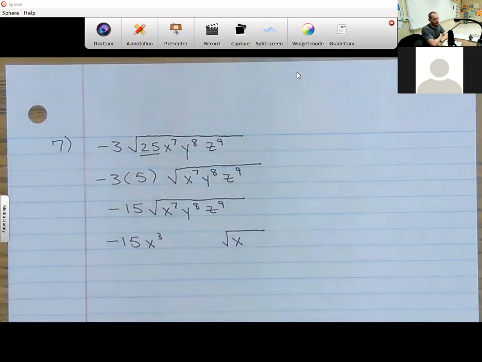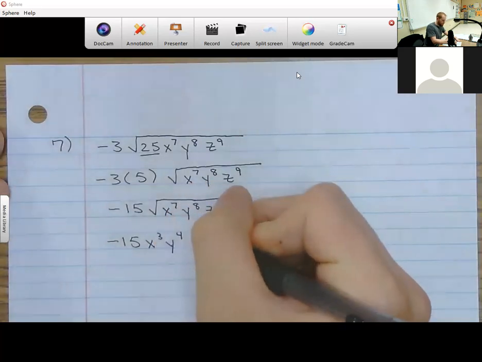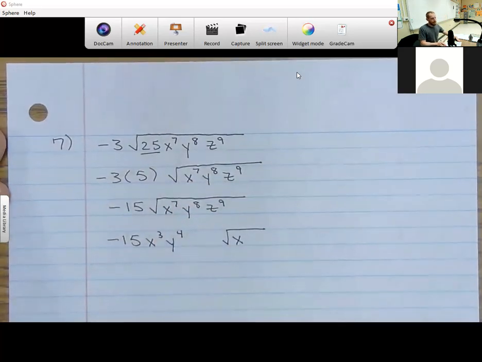Okay. Let's move on to the y's now. I've got 8 y's. If I divide 8 by 2, what do I get? 8 divided by 2 is what? 4, right? So I can take out 4 y's with no trouble. And then the last thing we have to do is deal with the z's, right? How many z's can I take out? What's 9 divided by 2?